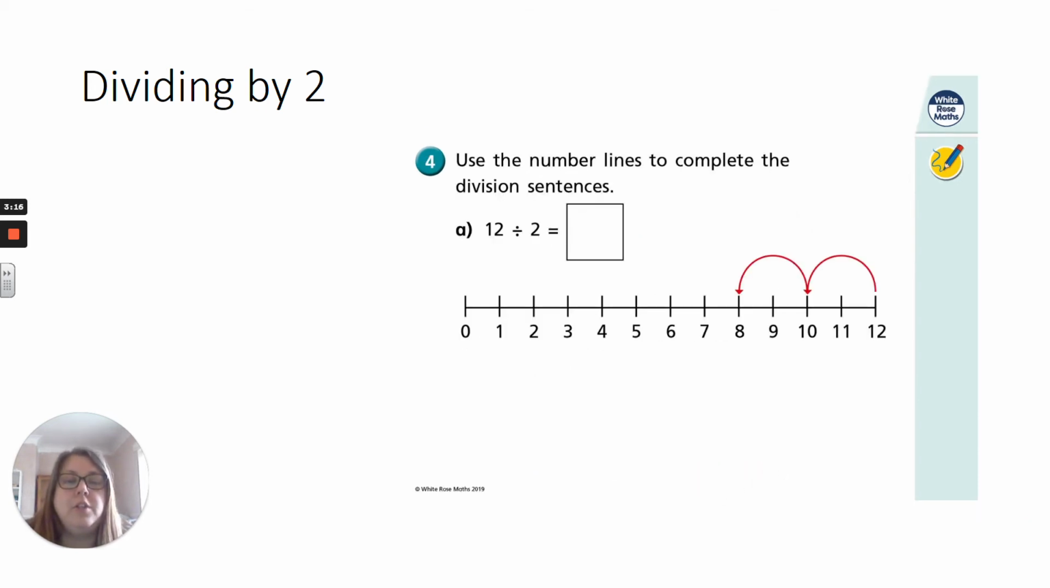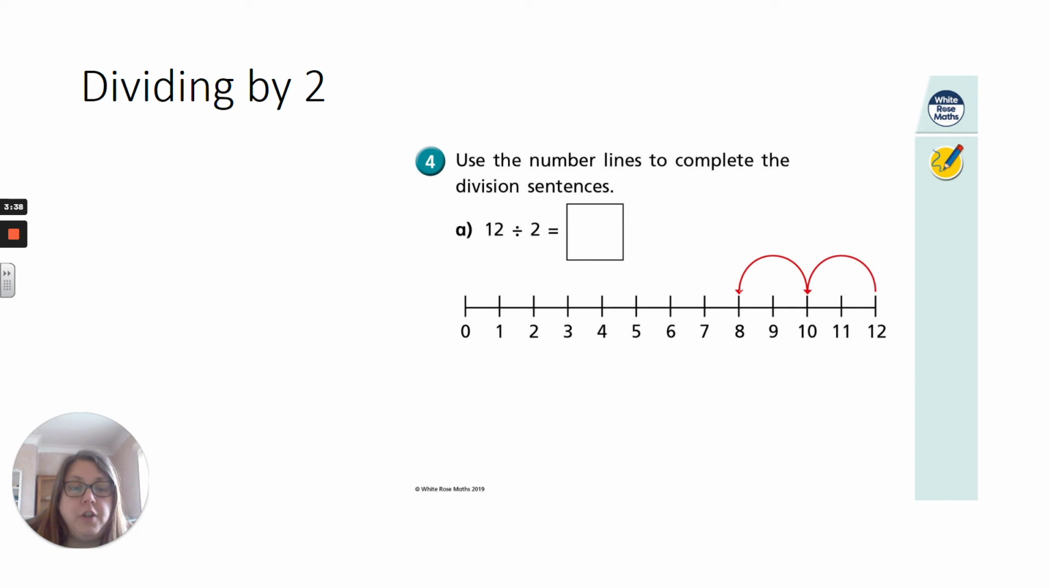See if you can have a go at this number line then. This is a little bit trickier, isn't it? You might want to draw your own number line. I'm sure you're all capable of doing that. You're going to jump in 2s. Or you might be able to pause the video and just do it on the screen using your finger. So pause the video, off you go.